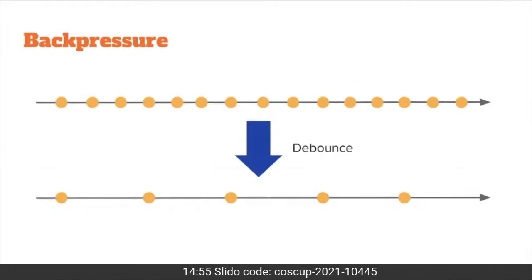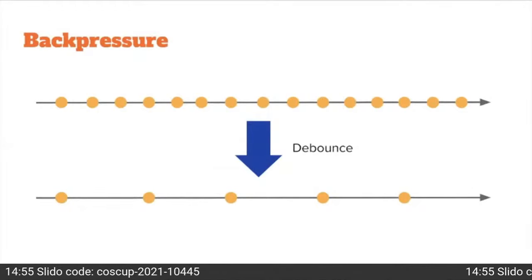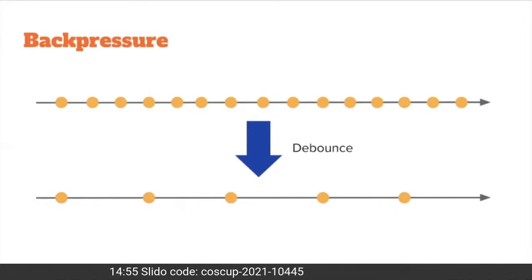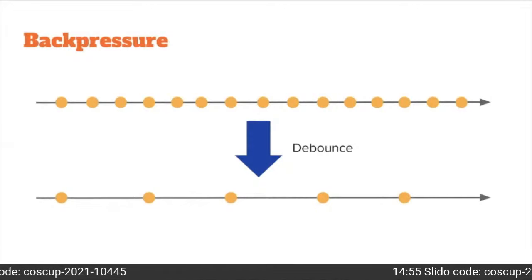There's a term in reactive programming for this, and the term is backpressure. Backpressure describes when there's an observable sending many events, and the consumer just cannot consume all the events.